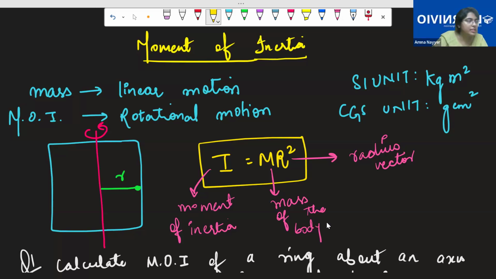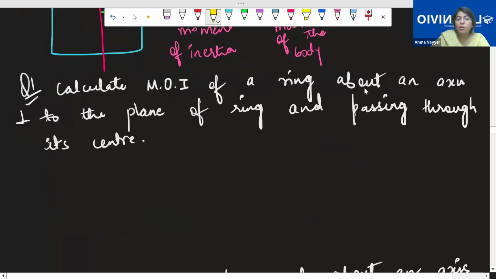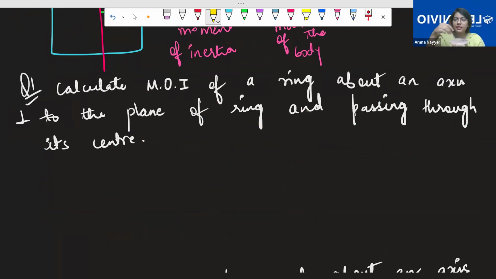Okay, see, let's see this question. That is, calculate the moment of inertia of a ring about an axis perpendicular to the plane of the ring. See, class, if this is a ring, this is though it's a disk, but if it's a ring, axis means it will be passing through it. So perpendicular to the plane. This is the plane. So perpendicular to the plane will be this.